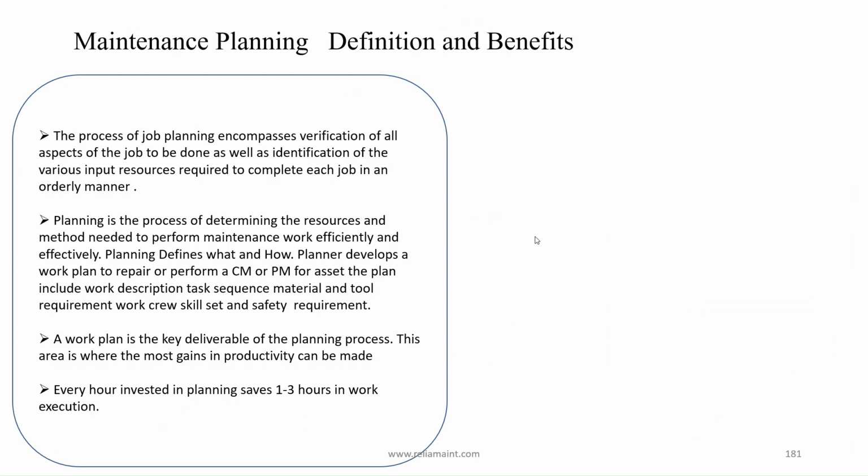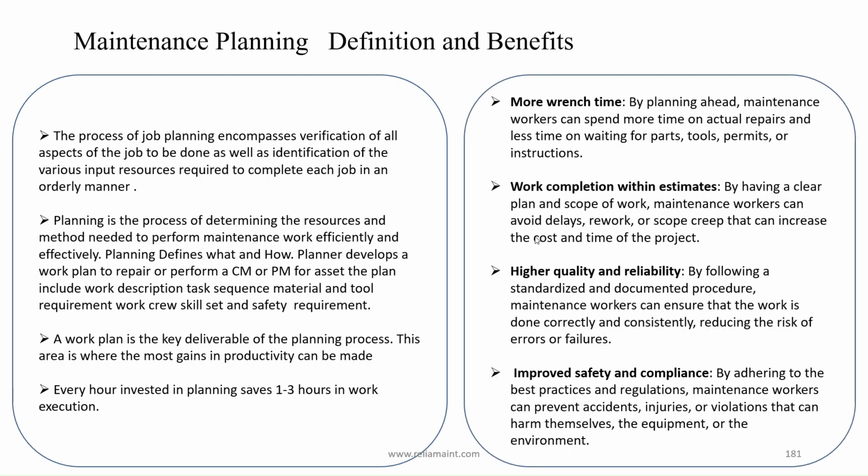More wrench time. By planning ahead, maintenance workers can spend more time on actual repairs and less time waiting for parts, tools, permits, or instructions. Work completion within estimates. By having a clear plan and scope of work, maintenance workers can avoid delays, rework, or scope creep that can increase the cost and time of the project.